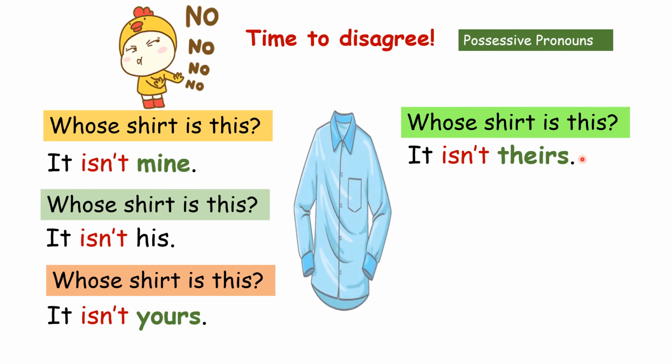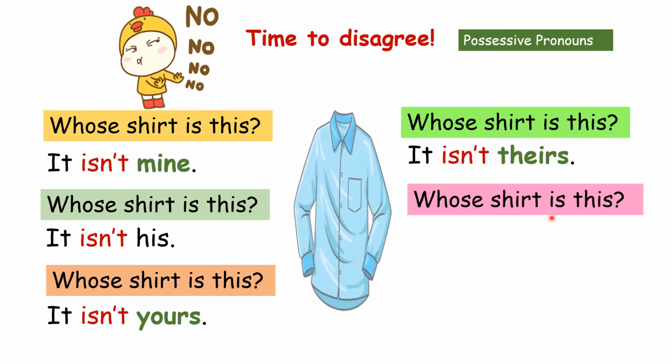All right? Next, whose shirt is this? To disagree, "It isn't ours." Remember, when we use isn't, it means is not. Is not is regarding one thing only because of the word is. Remember, is only about one thing.